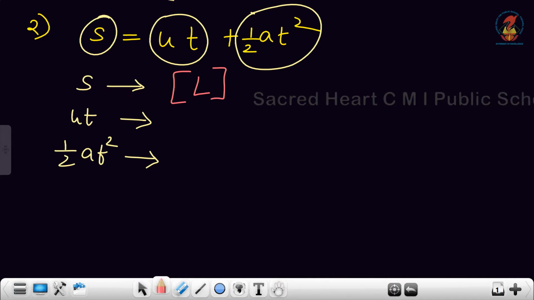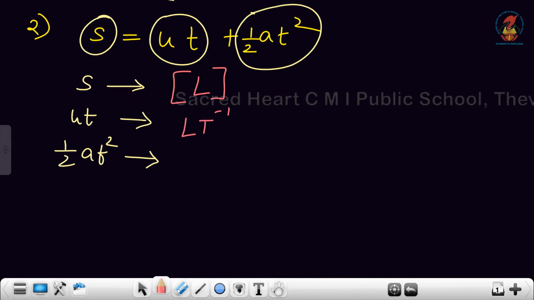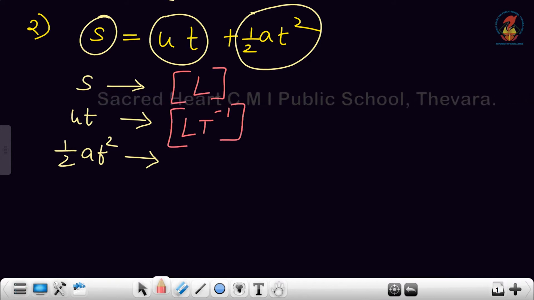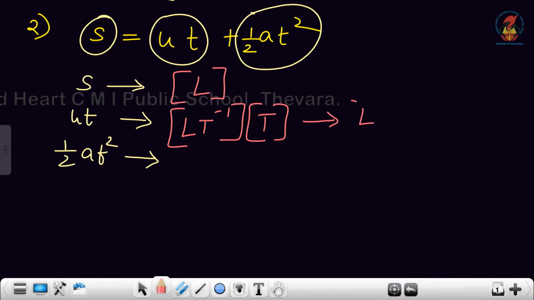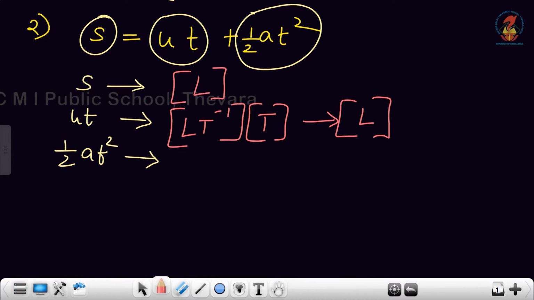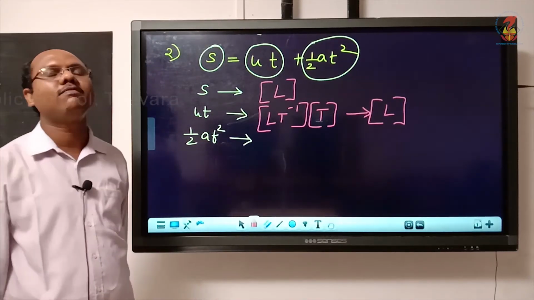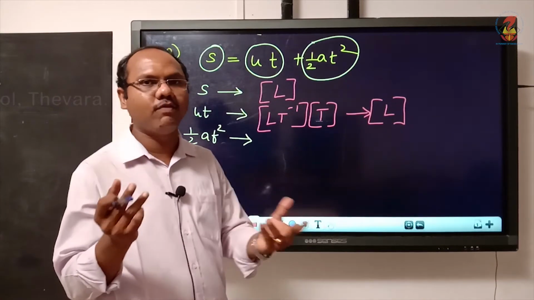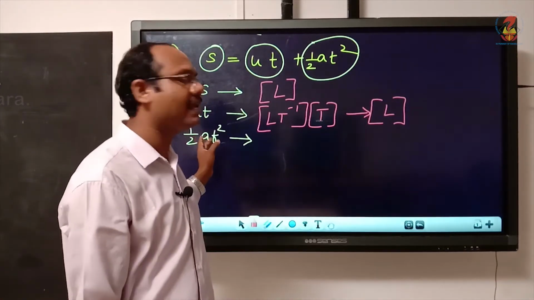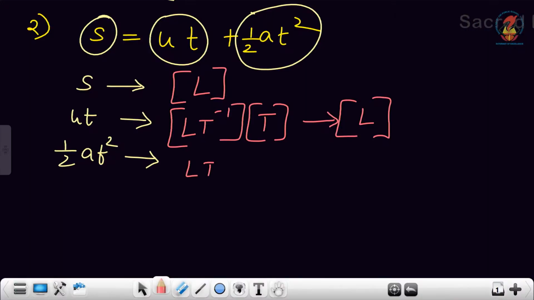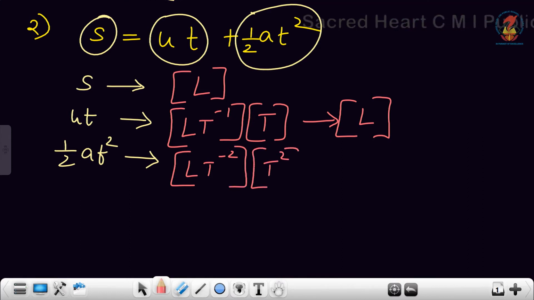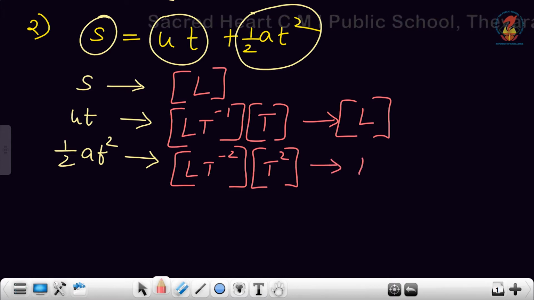Next one, dimension of ut. u is LT^-1 and t is T, so the answer is L. Now see the third one, half at square. Half is a constant, half will not have dimension. So we have to write the dimension of at square. For a, the dimension is LT^-2, then t square, the dimension is T^2 itself. Multiply, therefore you will get L.